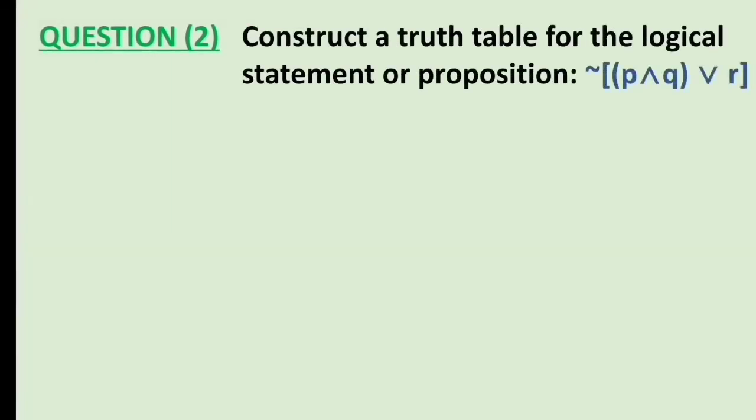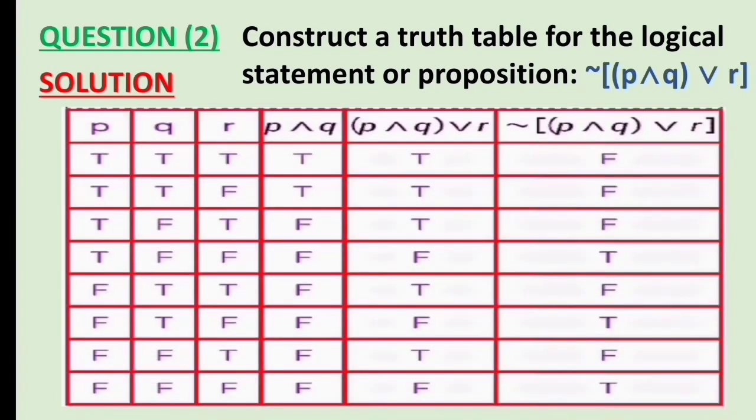Let's see question 2. Construct a truth table for the logical statement or proposition, which is the negation of a combined big bracket (P and Q) in a small bracket, or R. Let's construct a truth table for this logical statement. The solution is as follows. Here is the solution to question 2.